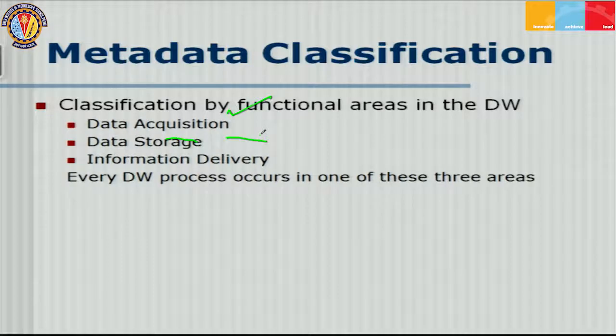So, metadata classification. Now let us talk about the first kind of classification of metadata, and this is based on the functional areas of the data warehouse. You can see data acquisition, data storage and information delivery, and every data warehouse process occurs in one of these three areas. So it covers the entire data warehousing.